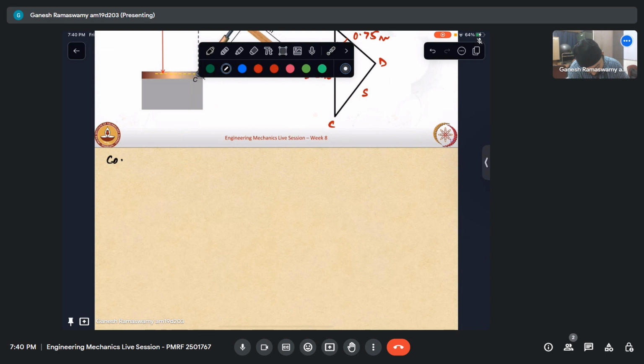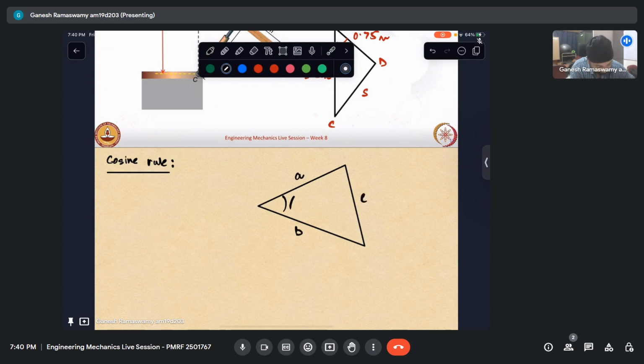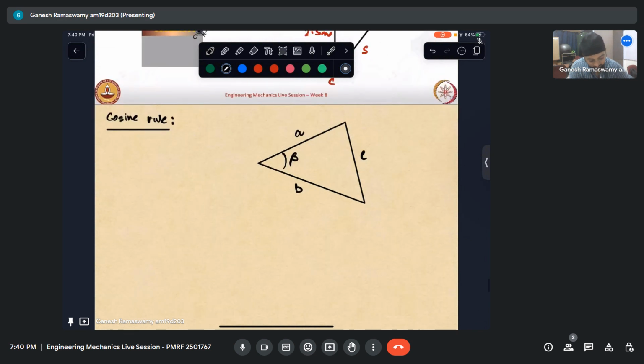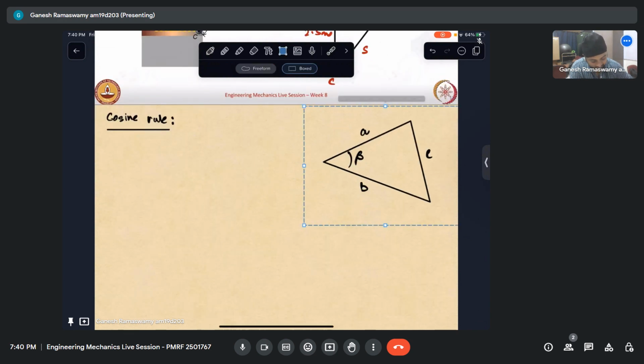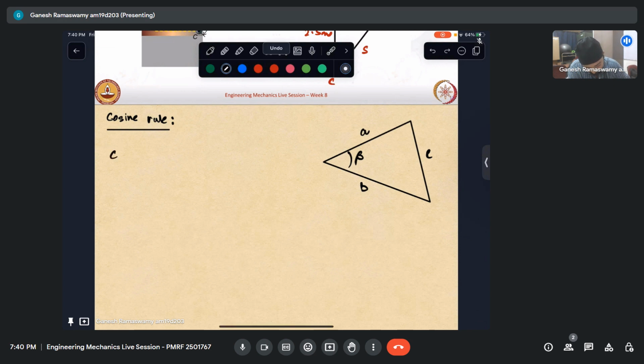So what does the cosine rule say? If I have a triangle like that, let us say this is A, B, C, and this is some beta. So what does the cosine rule tell me? The cosine rule says that C squared is nothing but A squared plus B squared minus 2AB cos theta. So this is what the cosine rule tells me.